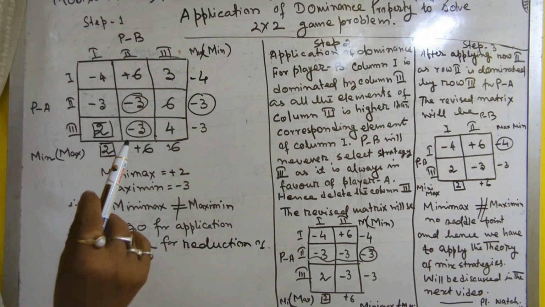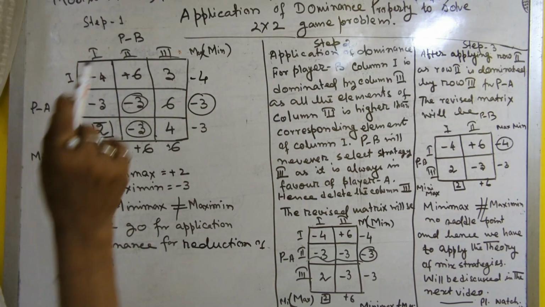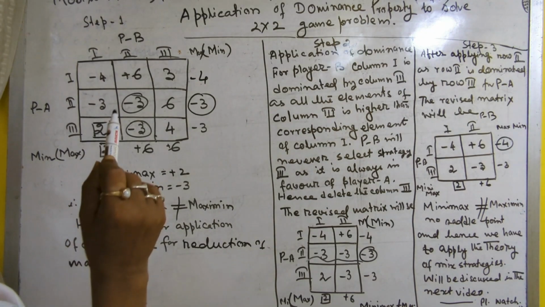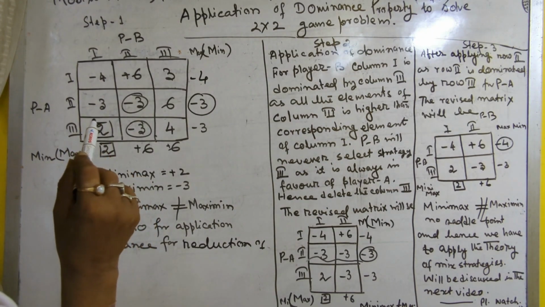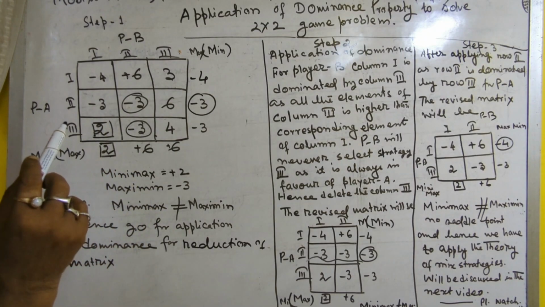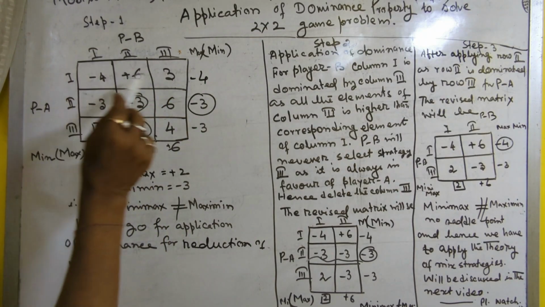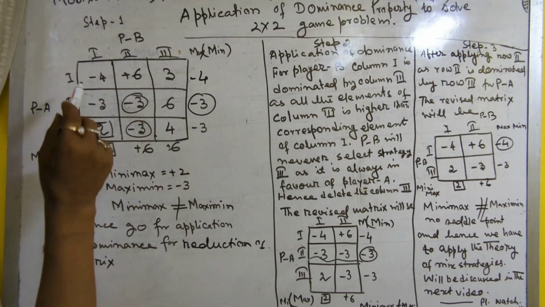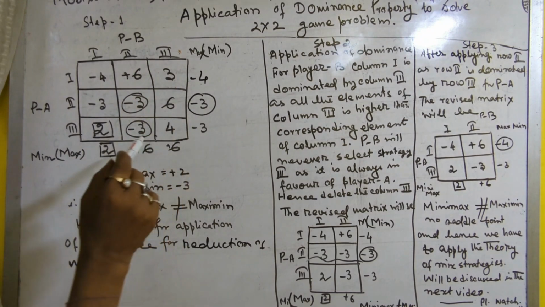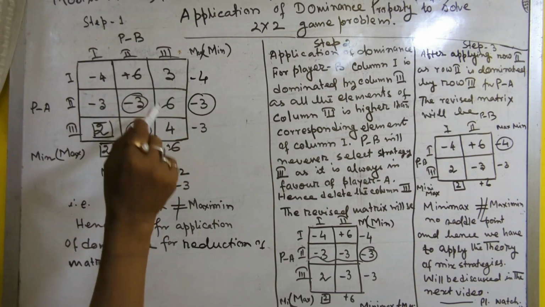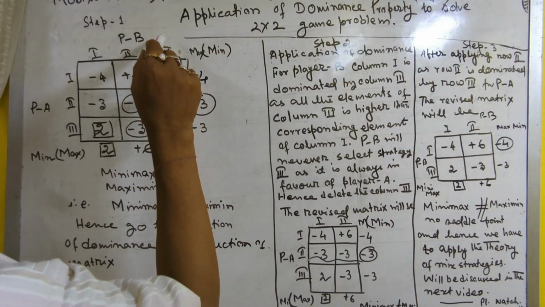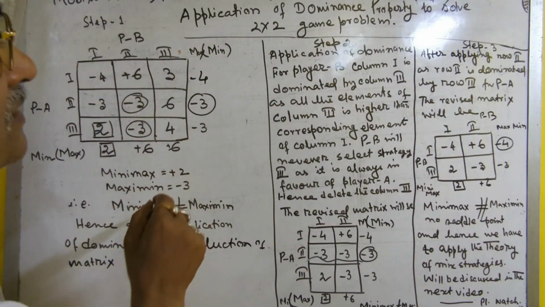That's why player B will never select strategy 3. Strategy 3 has no meaning in this problem, as player B will not take strategy 3. Why will he not take strategy 3? Because all the corresponding elements are higher in the case of strategy 3, because the values will be in favor of A. That's why player B will delete strategy 3.